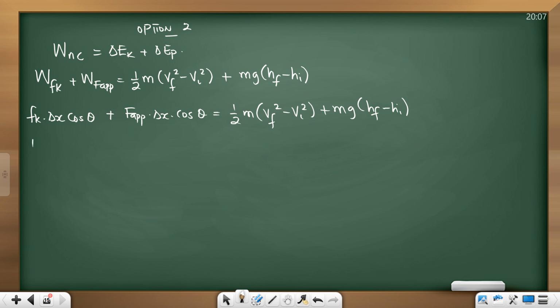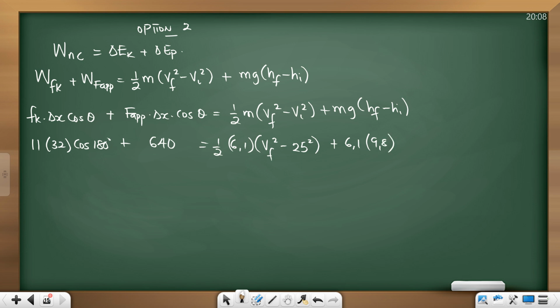What is my frictional force? 11,32. Friction is always what? 180, plus I think we have this already. 640 equals to what? 1 over 2, 6,1 VF squared minus 25 squared plus 6,1, 9,8.